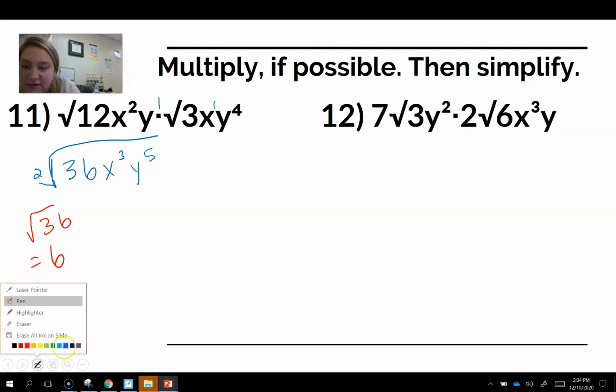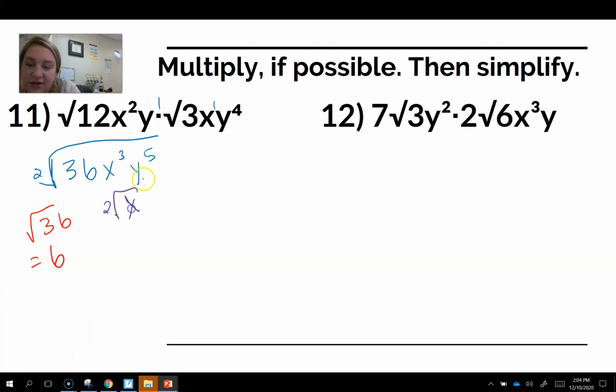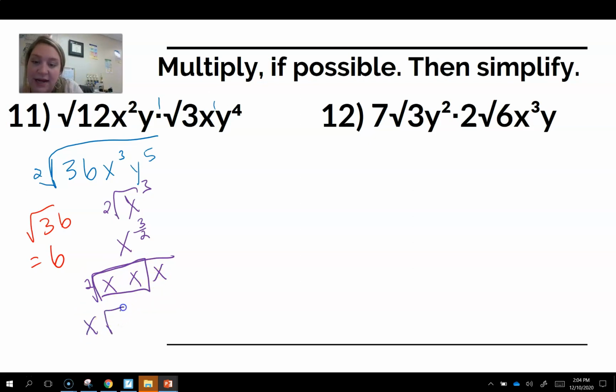Okay, let's move on to my x's. The square root of x cubed is x to the power of 3 over 2. Doesn't simplify. So 1, 2, I have 3 x's underneath my square root. Index of 2 means I need a pair, right? So I have a pair of x that comes out, but I have 1 x left over.